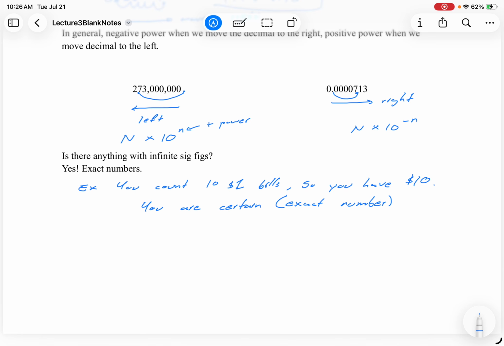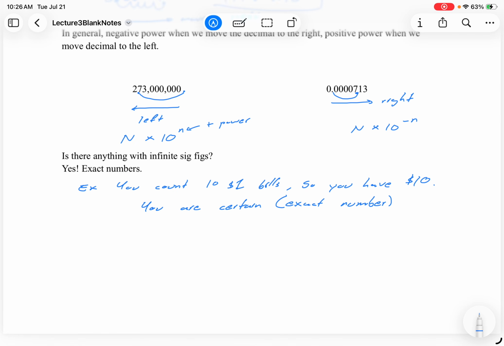1, 2, 3, 4, 5, 6, 7, 8, 9, 10. You are certain you have those dollar bills, right? You won't say, I have 10.6 bills. No, because you counted those 10 bills. So you wouldn't say that. You would say, I have exactly 10 $1 bills. You would be sure about this. So we would have infinite sig figs, right?